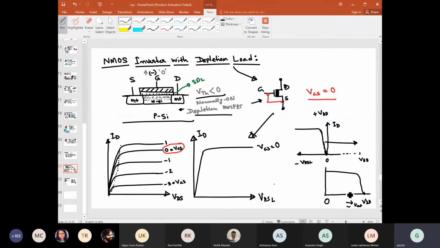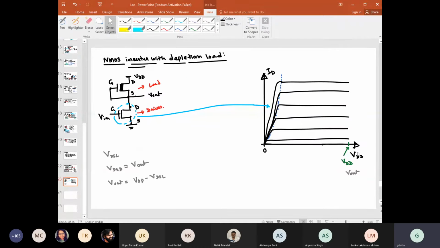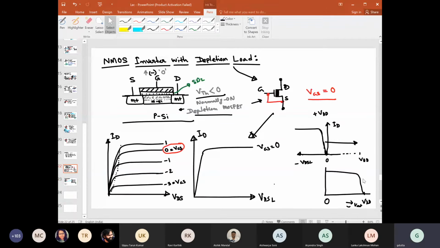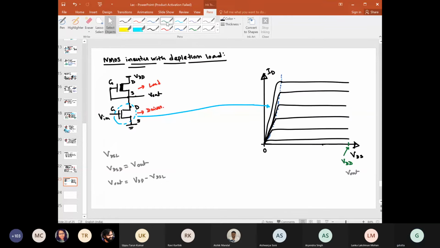All right. And here in this plot, this is also the V out axis. So now here you can superimpose this on top of this. I am using a different color so that we can identify it. So here, this is the characteristics for that load.